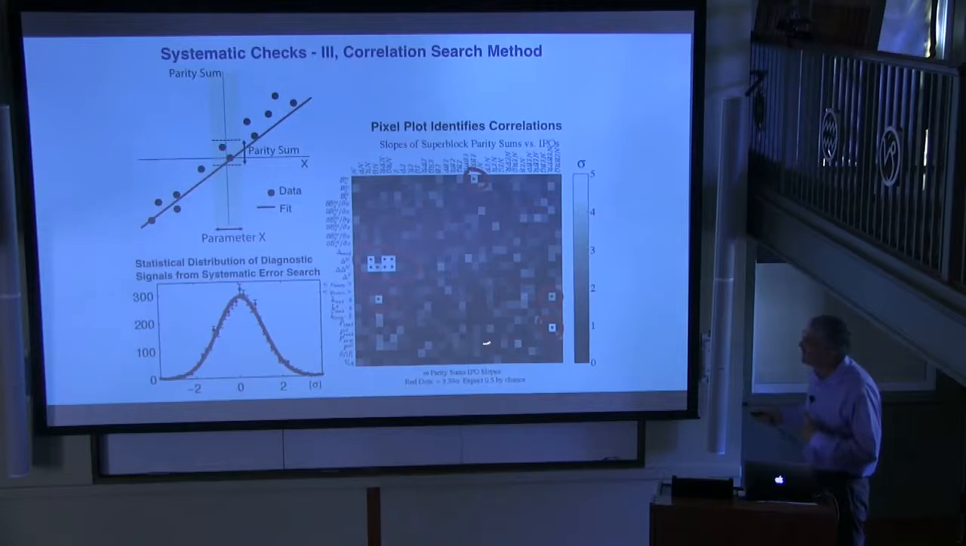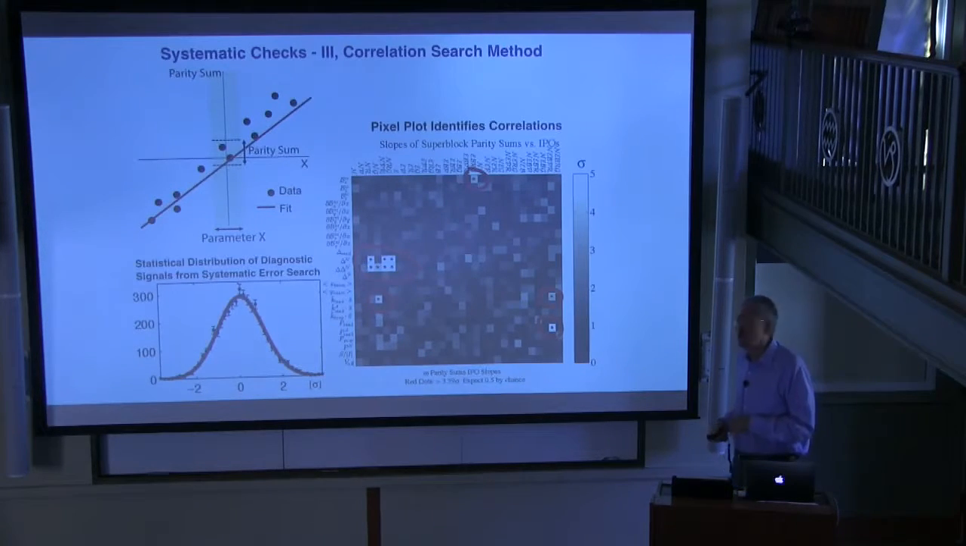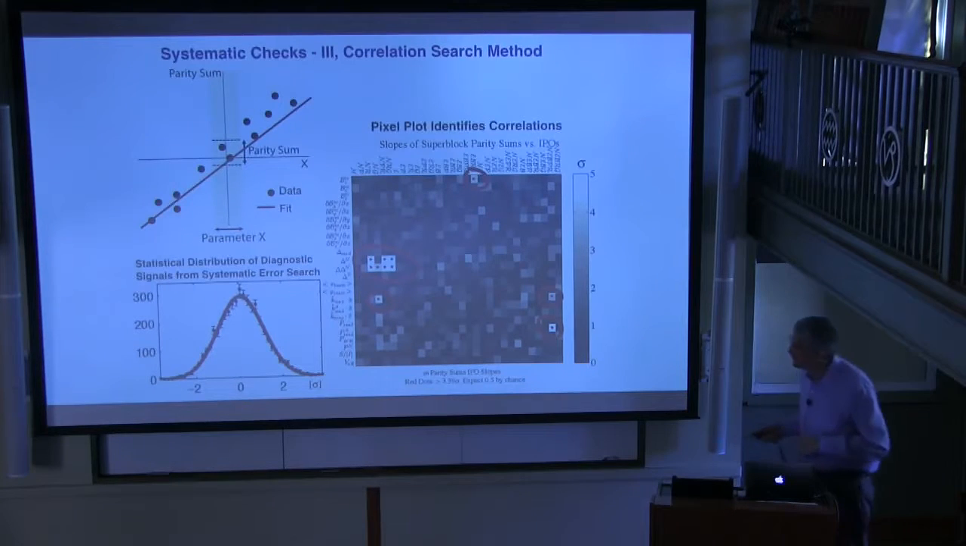This plot here, for all these different parity sums and all these different parameters, basically, if it's black or gray, it's fine. But these white blobs say that there's a significant correlation. And you have to go find out what that correlation is, and you have to solve that problem. And one of those problems took us 6 months. The other problems took us a lot shorter, which is good. What's pretty cool about this is the statistical distribution of the diagnostic signals from this systematic error search.